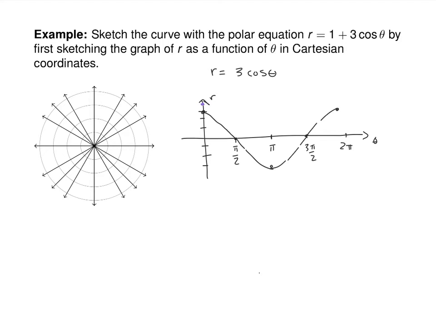Now take that curve and shift it up 1. So we're up at 4, at pi halves we're at 1, at pi we're at -2, at 3 pi halves we're at 1, and at 2 pi we're back up at 4.